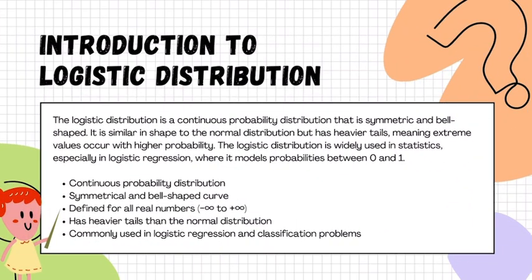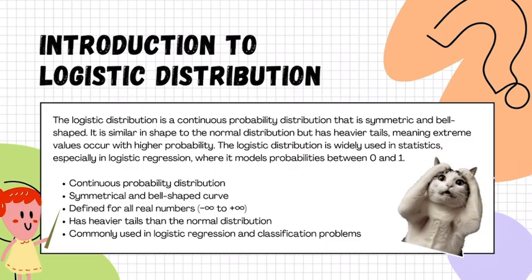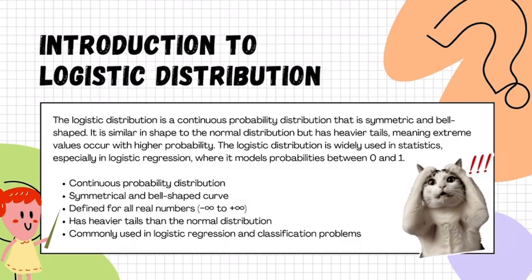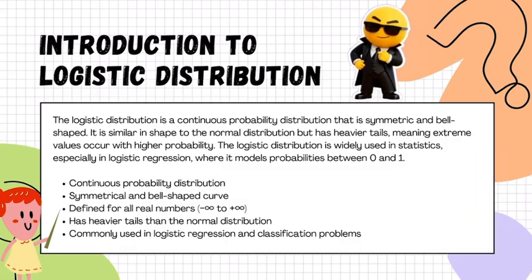Probability distributions are extremely important in statistics because they help us model uncertainty. We already know common distributions like the normal distribution, binomial distribution and exponential distribution. Today, we will focus on a distribution that looks similar to the normal distribution but behaves differently in the tails, which is called the logistic distribution. You may be wondering what the logistic distribution is. Don't worry, we got you.